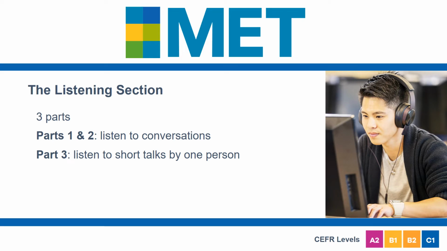So the listening section of MET has three parts. In parts 1 and 2, you'll listen to conversations by two people. In part 3, you'll hear short talks by one person. Each of the talks or conversations and the questions that follow are heard only once. The questions and the answer options are printed on the screen.